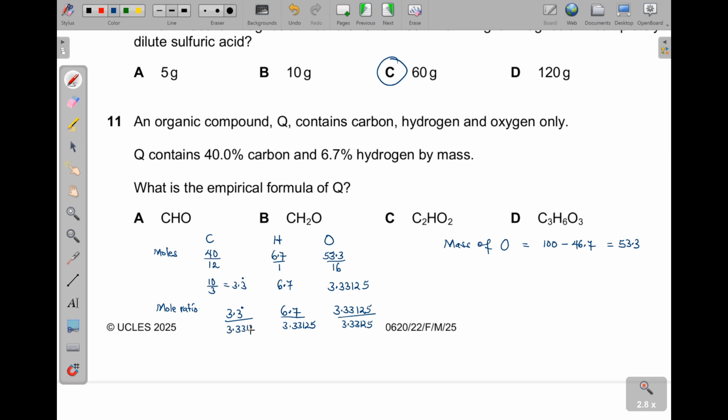This one has to be 1, which is approximately equal to 1. Then this one is 2, because when I multiply this one by 2, it will be 6.66, which is approximately 6.7. And then this one is 1. So our empirical formula is going to be CH2O, which is answer B.